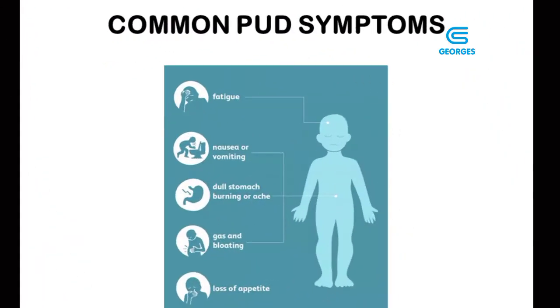Common symptoms of peptic ulcer disease include fatigue, nausea or vomiting, dull stomach burning or ache, gas and bloating, and loss of appetite.